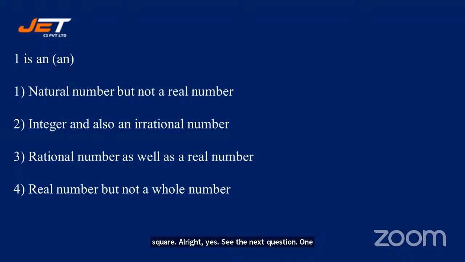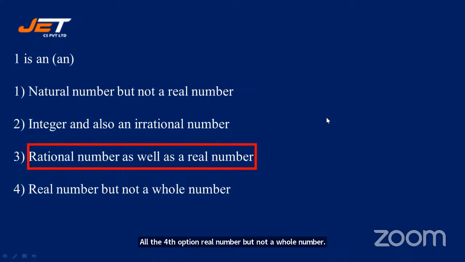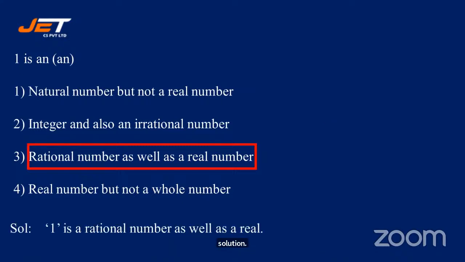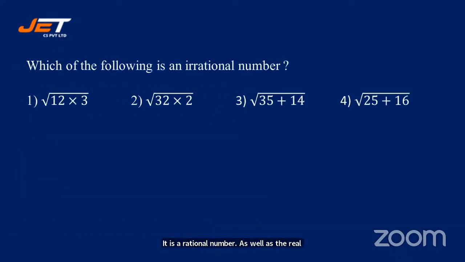One among the four options: is it a natural number but not a real number? The second option is an integer and also an irrational number. The third option is a rational number as well as a real number. Or the fourth option, a real number but not a whole number. Let's give the solution. It is a rational number as well as a real number. All right. Yes, see the next question.